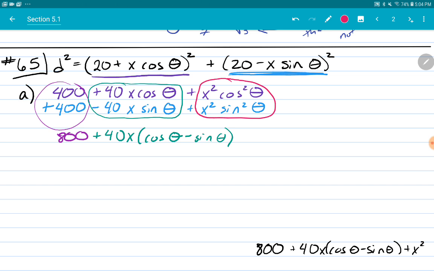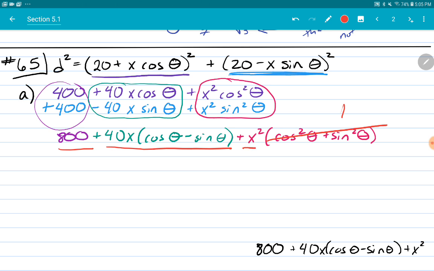And those last two terms are not like terms, but similar. So I can factor out an x squared here, which leaves me with the cosine squared theta plus sine squared theta, which I know turns into 1. So that becomes 1, which leaves me with just x squared at the end there. And it looks like that is actually what we have down here at the bottom of our screen. We have 800 plus 40x times that plus x squared. So that is part A.